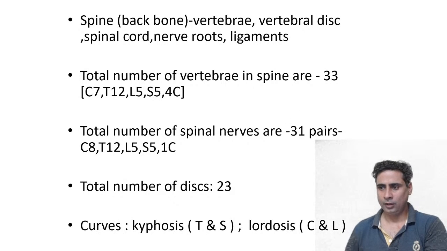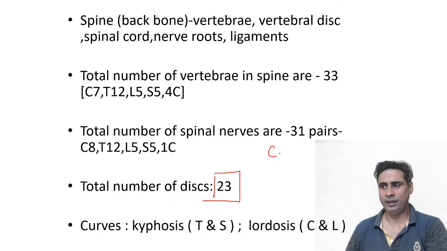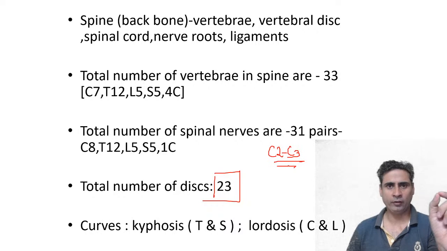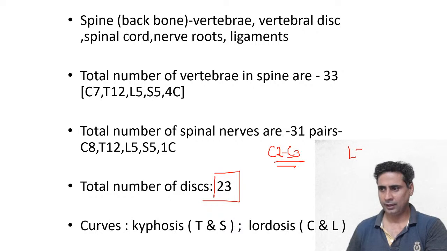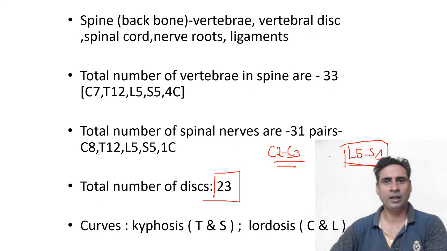Now we have intervertebral discs, which are normally 23 in number. The first intervertebral disc is between C2 and C3. There is no intervertebral disc between C1 and C2. And the last intervertebral disc is normally between L5 and S1. So we have a total of 23 intervertebral discs.